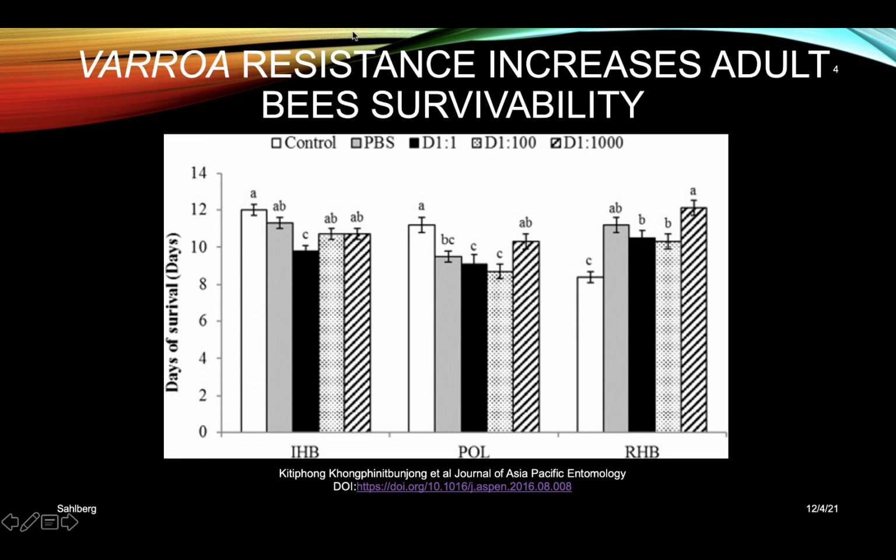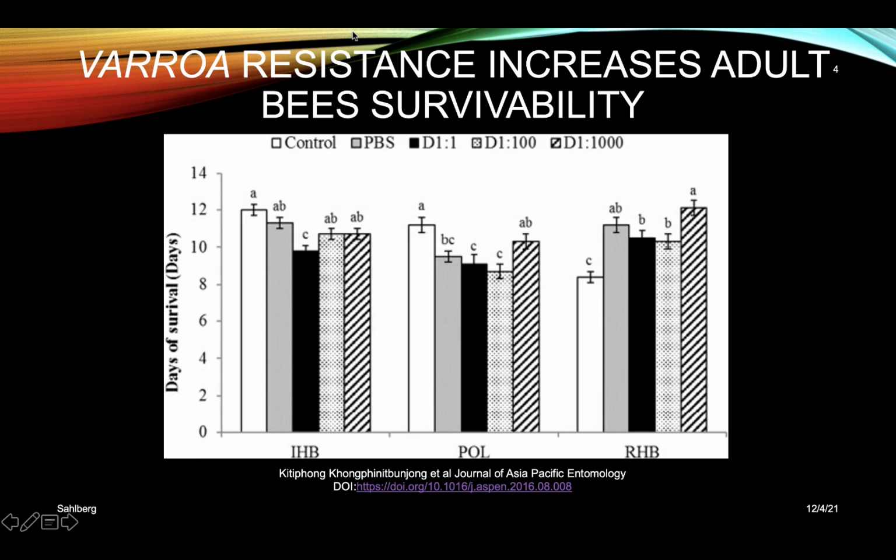Because Varroa mites are the main vector of DWV, scientists wanted to determine whether or not Varroa resistance would increase the survivability of adult bees infected with varying concentrations of DWV. To do this, they compared 3 strains of Apis mellifera, labeled IHP, which was Varroa susceptible, and then POL and RHB, which were both Varroa resistant.